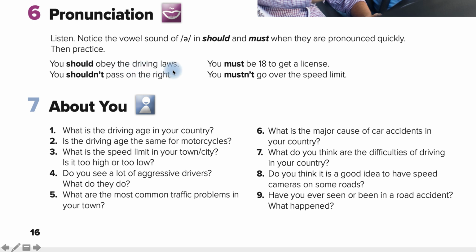You should obey the driving laws. You shouldn't pass on the right. You must be 18 to get a license. You mustn't go over the speed limit.